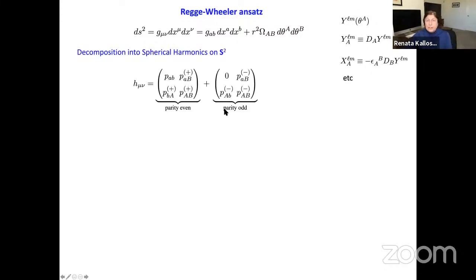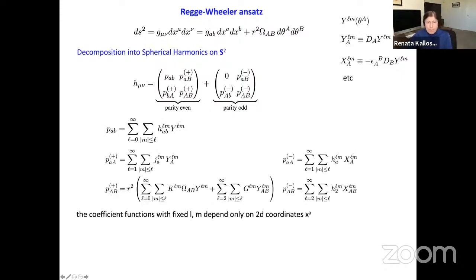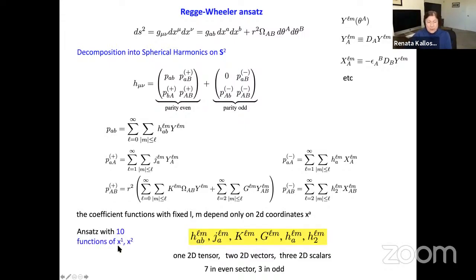And this is the Regge-Wheeler ansatz. They take this 4x4 h_mu_nu and present it in terms of parity-even and parity-odd objects on the sphere. And here is their ansatz. If you look carefully, you will see that every coefficient has a specific L and M, and depends only on 2D coordinates, which is almost two-dimensional, but still not quite. There are 10 functions of x1 and x2: h_AB with indices LM, one 2D tensor; two vectors, G_A and H_A; and three scalars, K, G, and H2. And so we have seven two-dimensional fields in the even sector and three in the odd.